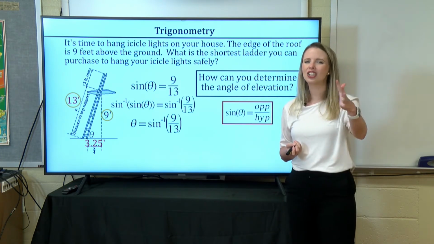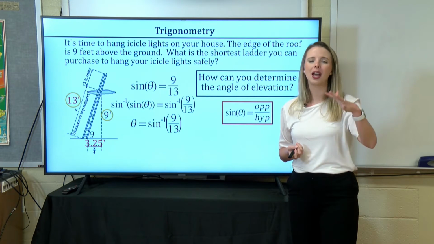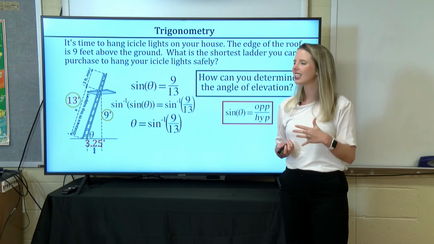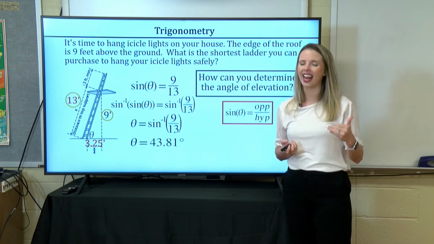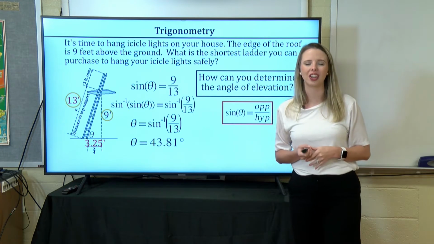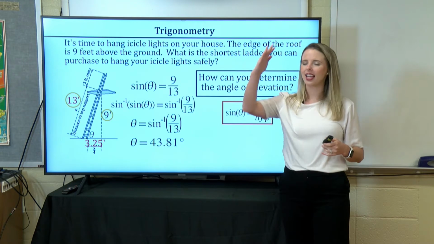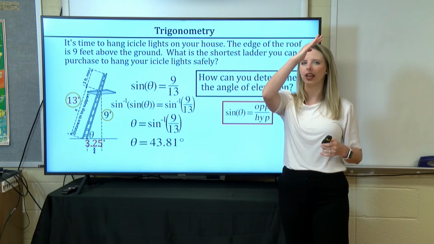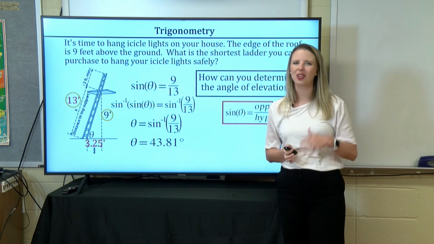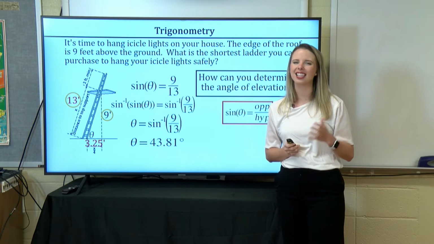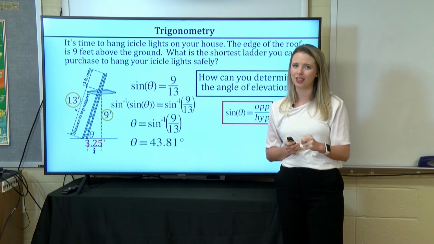The great thing is your calculator will take care of this for you. Make sure you're in degree mode, type it in, and you're going to find out that theta is 43.81 degrees. So that's going to be the angle of elevation. Think about it. That's almost 45 degrees. That's a pretty safe angle. You can probably hang your icicle light successfully with no injuries. Always make sure anytime you're on a ladder that you have someone else there. Don't get on a ladder ever at home by yourself.